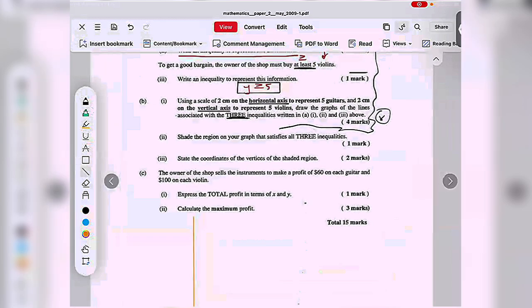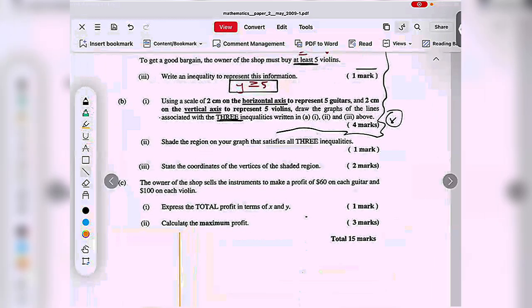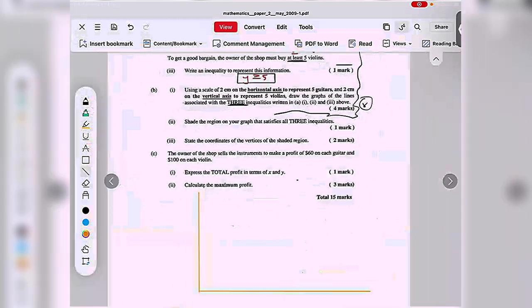The scale is 2 to 5 on both axes, right? 2 to 5 on the horizontal, which is guitars, and 2 to 5 on the violin axis. So basically every 2 will go by 5. All right, so 1, 2, that's 5, then 1, 2, 3, 4, 5, 6, 7, 8. All right, let's number them now.